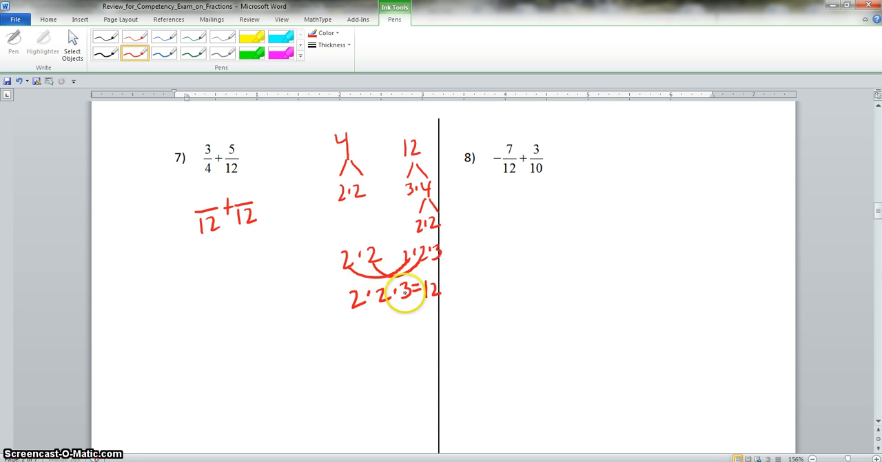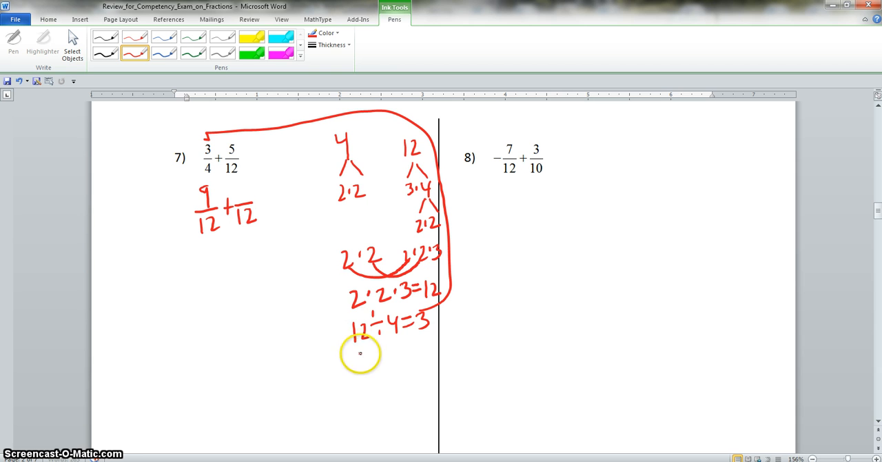Now to find our numerator, this is what we would do. Remember, we would take the new denominator divided by the old denominator. 12 divided by 4 is 3. Now we would take this 3 here and multiply it by this numerator here. So we have 3 times 3, which is 9.